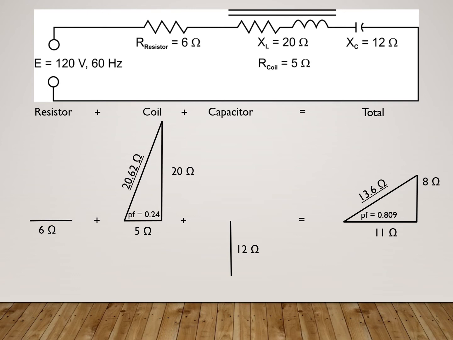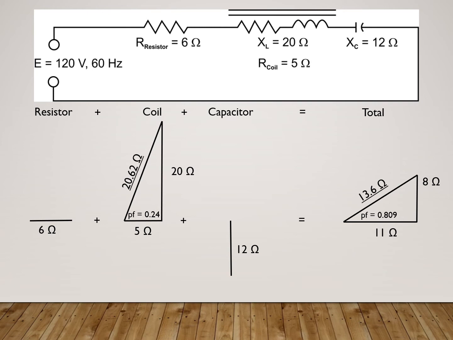Now, since my XL and my XC are opposing each other, I need to subtract those two values. Here I have an XL of 20 ohms and an XC of 12 ohms. The resultant is that I have a total X value of 8 ohms. So my circuit total has 11 ohms resistance, 8 ohms reactance, which means my total impedance for my complete circuit is going to be 13.6 ohms.